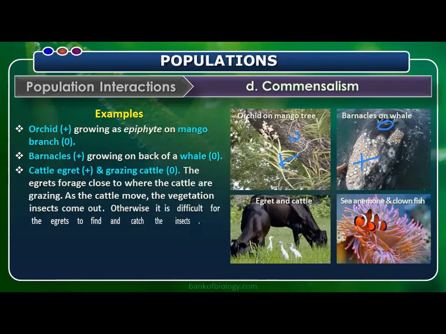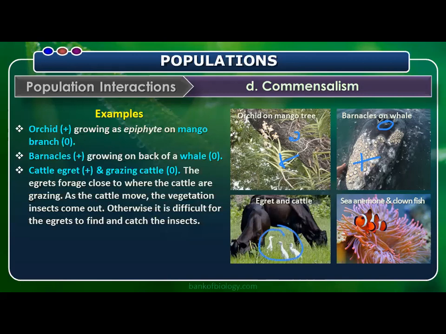Next, the cattle egret and grazing cattle. You can see here, when the cattle is grazing, eating the grass, and moving, it creates disturbance in the grass, and some insects will get raised up in that area. That's why our cattle egret is waiting for that. So when the grass is eaten by the cattle, the insects which are there will come out, and for those insects, the cattle egret is waiting.